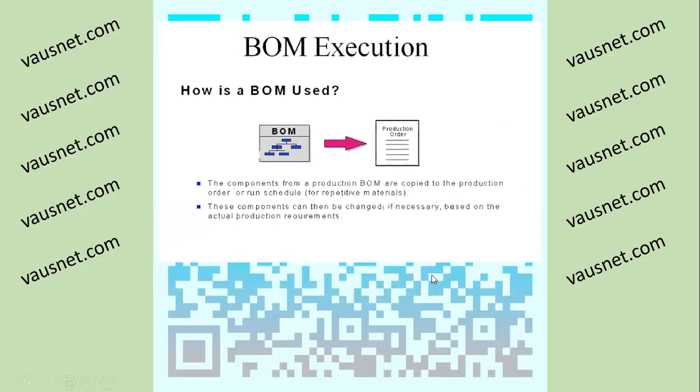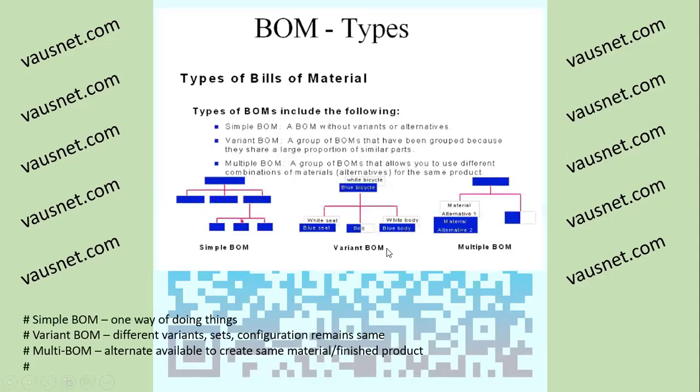So how is the BOM used? It's used for various reasons and various categories. For example, it can be used for a production order. A production order lists all the process work centers to cater the production of a product, and it's also used for costing for producing a motorbike or any finished product. The components from a production BOM are copied to the production order or run schedule. So production order or run schedule for repetitive materials, like beverages. Okay, these components can then be changed if necessary based on the actual production requirements.